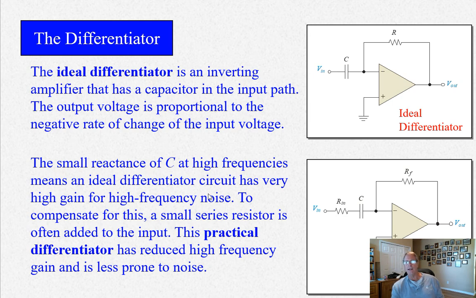In the next slide we'll look at some curves, but the practical differentiator is very sensitive to high frequency. So oftentimes we put a little series resistor here to attenuate those high frequencies. Also, this helps balance out the bias currents. And you could do this on the integrator too. This is the resistor on the non-inverting input.